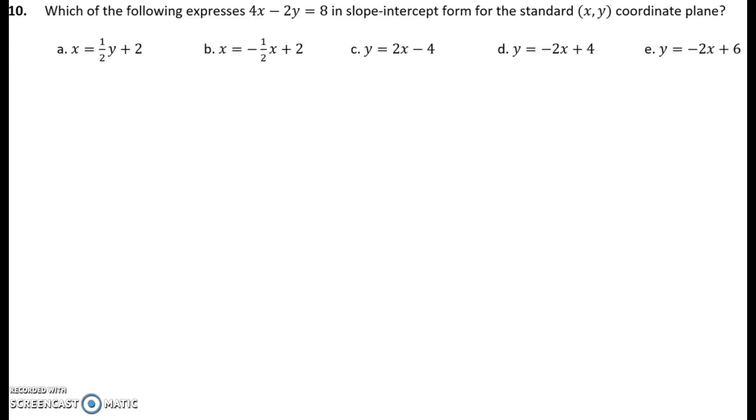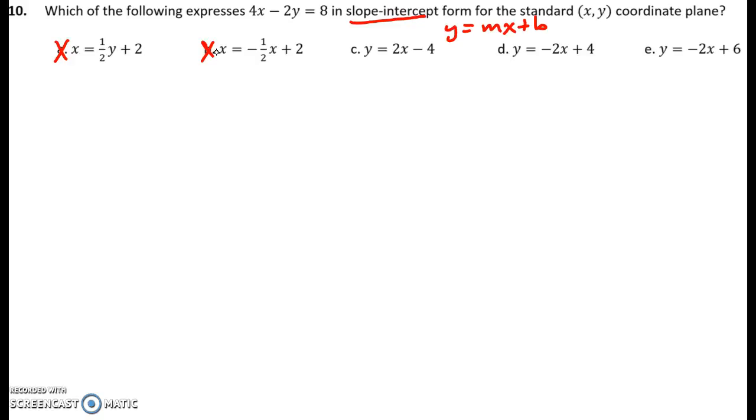On the back side of this worksheet, Unit 3B review, day number 2. Problem number 10 says, which of the following expressions expresses 4x minus 2y equals 8 in slope-intercept form for the standard coordinate plane? Remember, slope-intercept form is y equals mx plus b. So if you look at your answer choices, x equals is definitely not y equals, so I can get rid of A and I can get rid of B because they both say x equals.